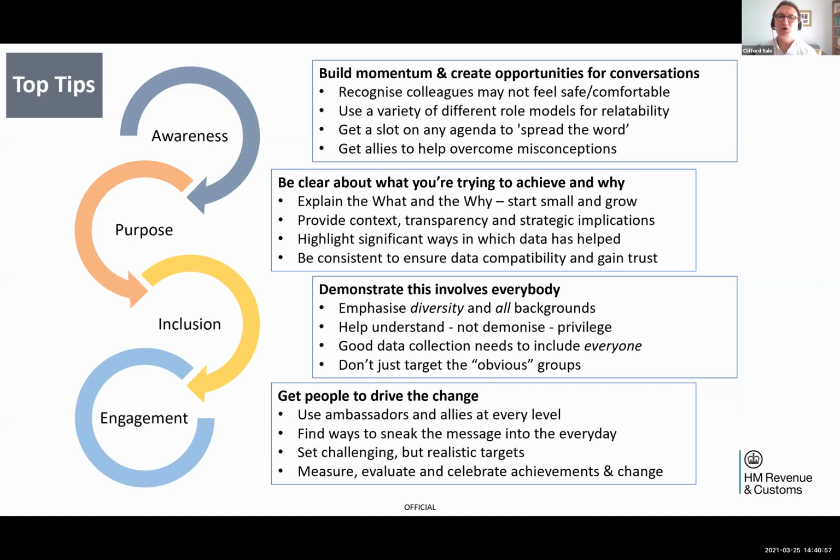Get allies to help overcome misconceptions. Regardless of the size of the organization, you can't possibly do this on your own. Having allies at all grades will help ensure that any challenges and possible negativity are addressed quickly and accurately. So make sure that they have all the facts. It's quite easy for one person to start derailing a really good data collection campaign if it's left unchecked. So as I say, make sure you've got lots of allies out there who are willing to help and who have the facts and figures to help you do that.